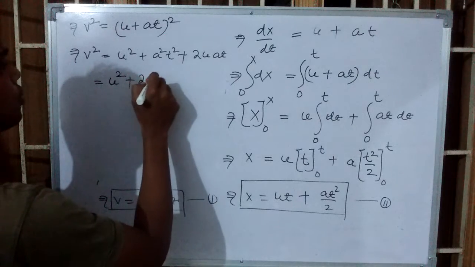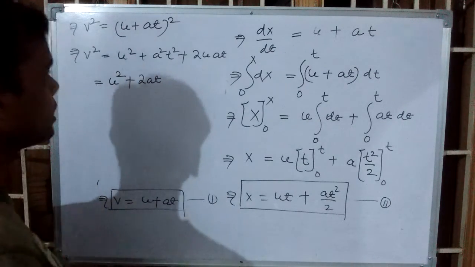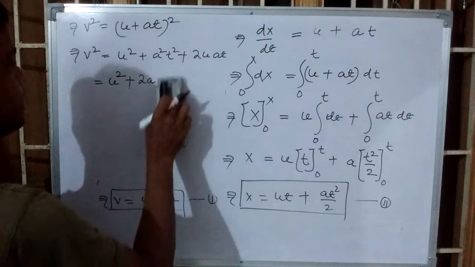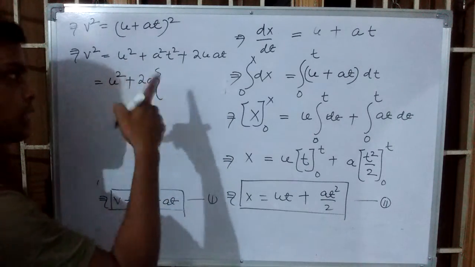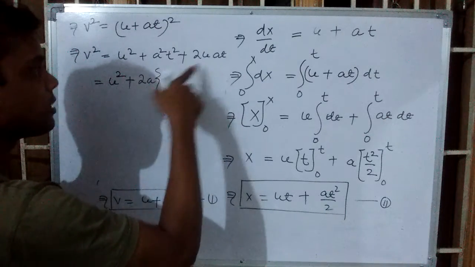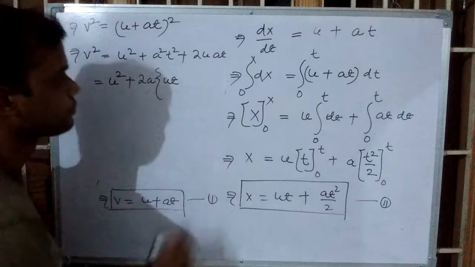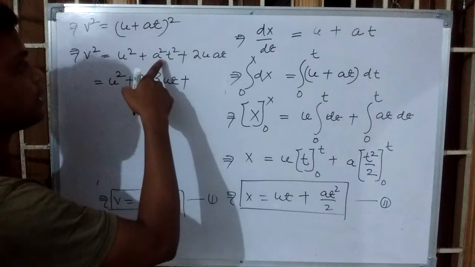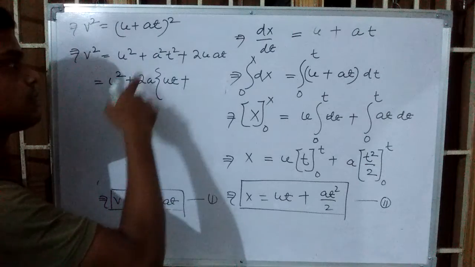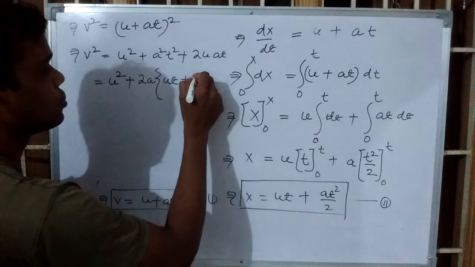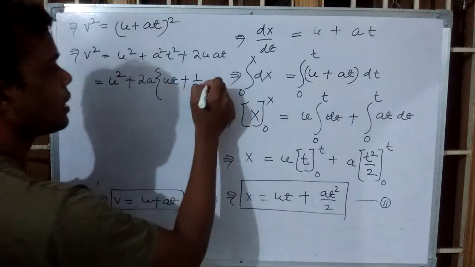So take 2at common. Not 2at, 2a, only 2a. If you take 2a common, I will write this term first: first term will be ut. Then the second term will be, here there is no t, 2. That means you are forcefully taking 2, so you have to divide by 2. So 1 by 2. A already gone, so at square.